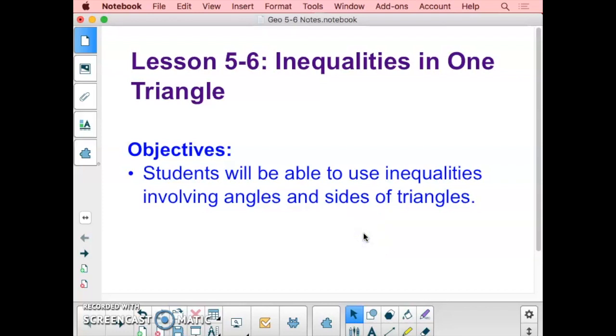Welcome to the video for lesson 5-6, inequalities in one triangle. This one says students will be able to use inequalities involving angles and sides of triangles. So we're going to compare and figure out what sides are bigger than others, what angles are bigger than others, based off of what we are given.